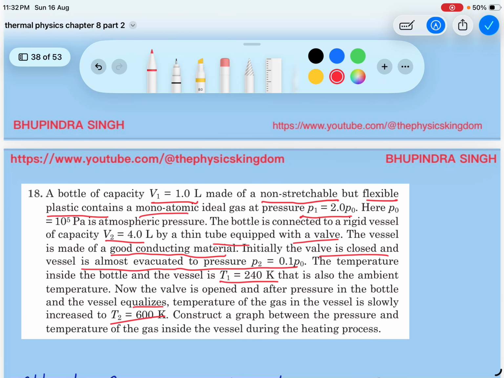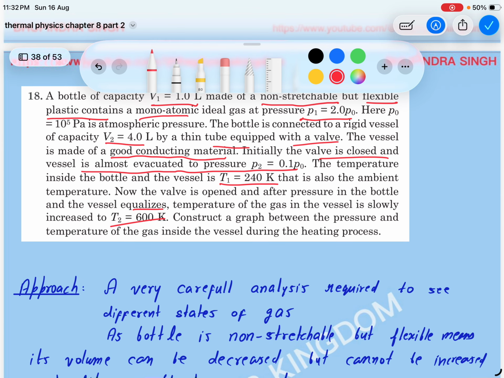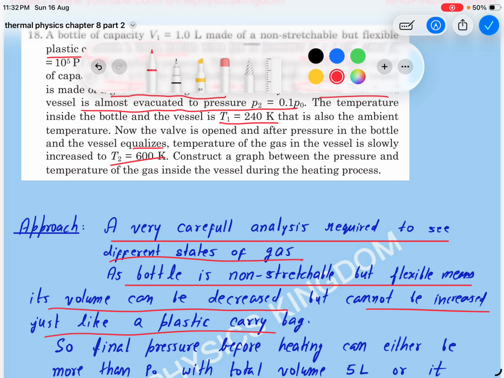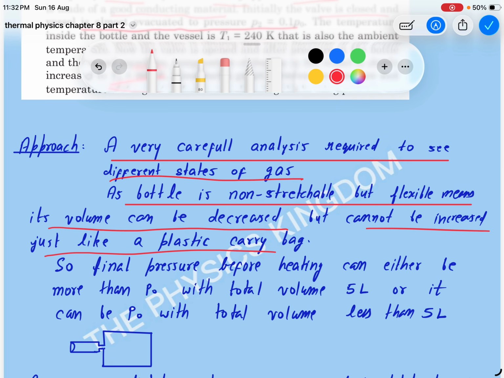So here also we need to understand what is happening in the question. A very careful analysis is required to see the different states of gas. That is basically our approach. We need to understand what is going on, what the different stages in the question are. The bottle is non-stretchable but flexible, meaning its volume can be decreased but cannot be increased, just like a plastic carry bag. So the final pressure before heating can either be more than P naught with total volume 5 liter, or it can be P naught with total volume less than 5 liter.